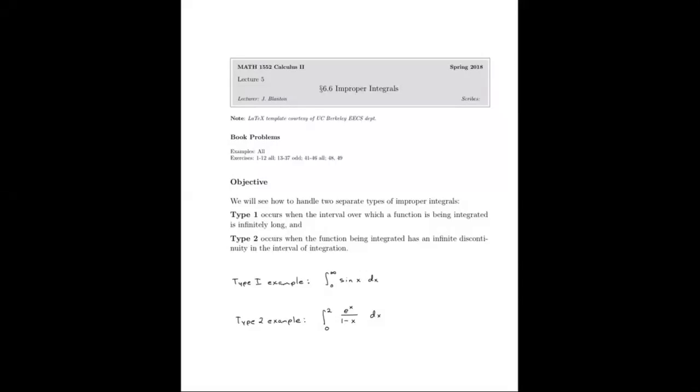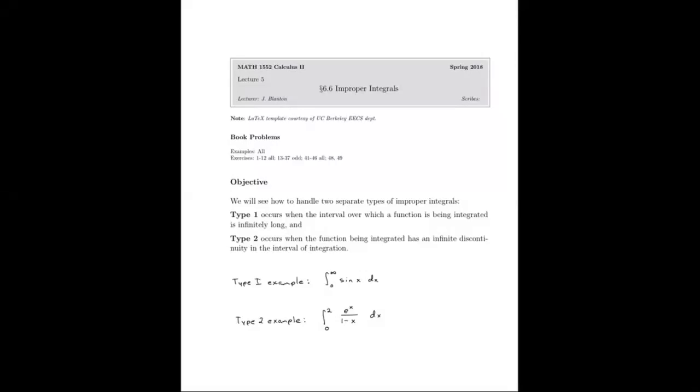Section 6.6 is improper integrals. These are integrals that involve infinity in one way or another. So either infinity is in the limits of integration, or there's an infinite discontinuity along the interval that we're evaluating our definite integral. So type 1 is the first one.